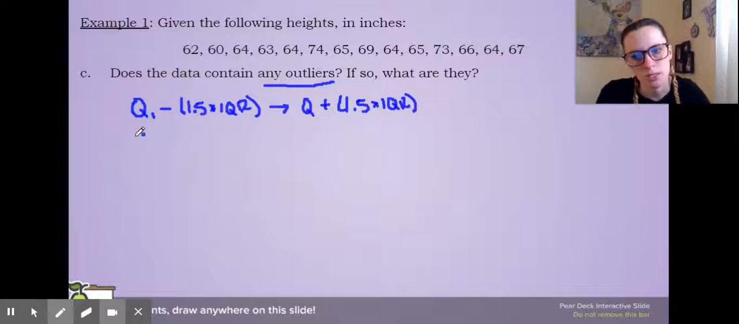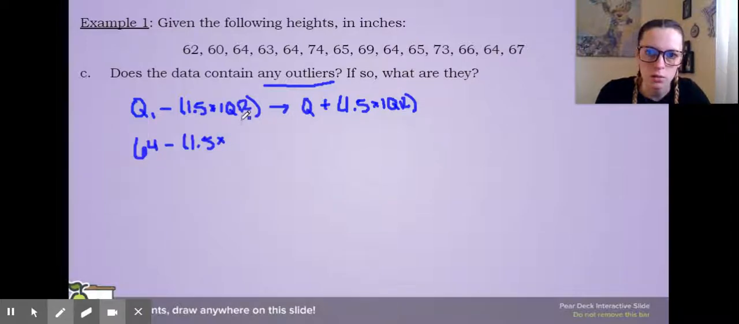So that means my lower quartile, looking back to the previous slide, was 64 minus 1.5 times my IQR. My upper quartile was 67 minus that 64 means my IQR is 3.